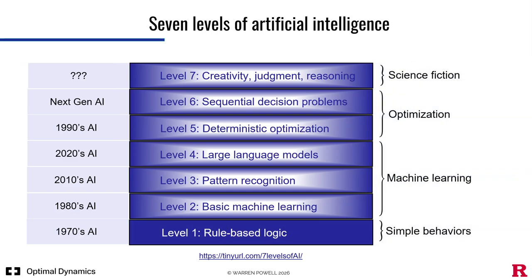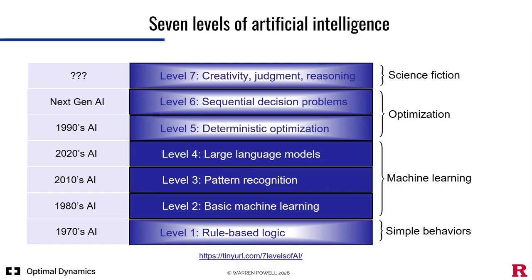So level 1, this is what was first coming out when I started my career in the 70s and 80s. It was rule-based logic. Back then they called it expert systems. And it was the new AI, and it was supposed to take over the world. And it ended up being a complete failure in the eyes of the AI community in terms of what they were pitching. In fact, it ended up being a very useful tool that's widely used today.